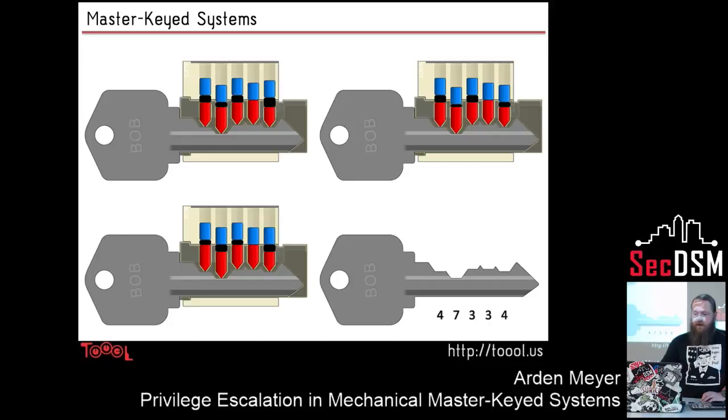The next one that we have up, we have Bob's key. Again, as expected, it doesn't work on Alice's door. It doesn't work on Andy's door, but it does work on Bob's door in the lower left, again, as expected.